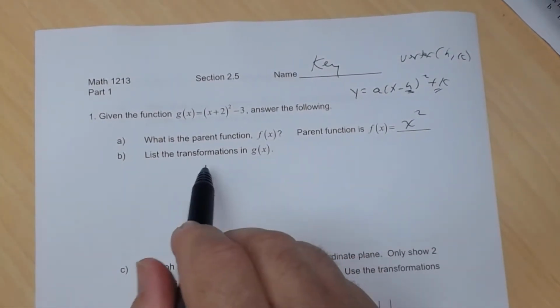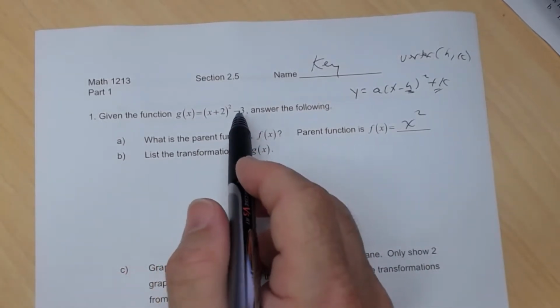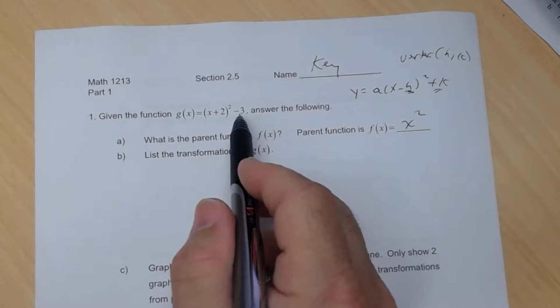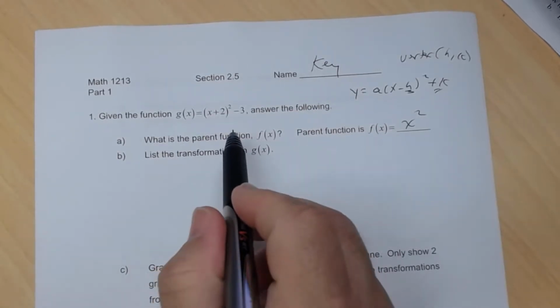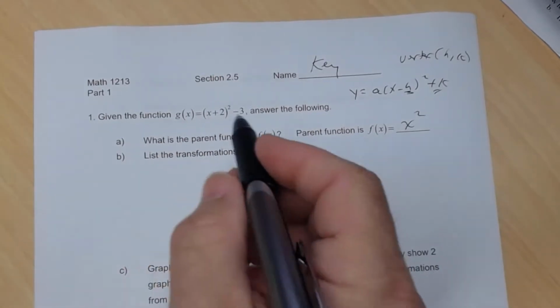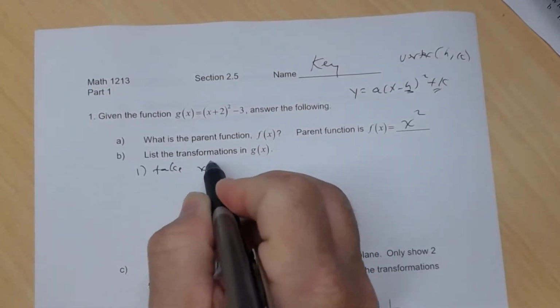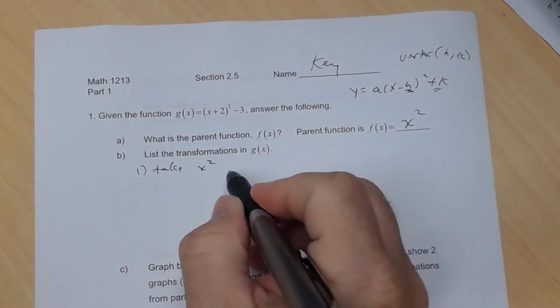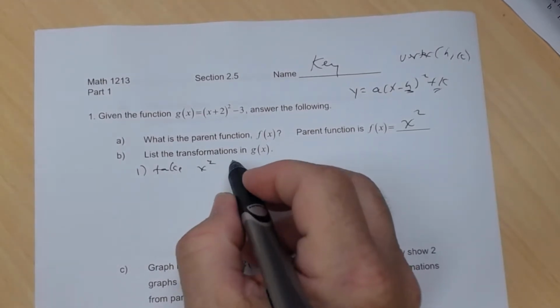So in this case, you always do the vertical translation last. The subtract 3 you're going to do last, especially if there's a reflection. But always do the vertical translation last. So we're going to do the horizontal translation first. You're going to say something like, we're going to take x squared and shift it, and you must use the mathematical terms: horizontally, vertically, reflection.